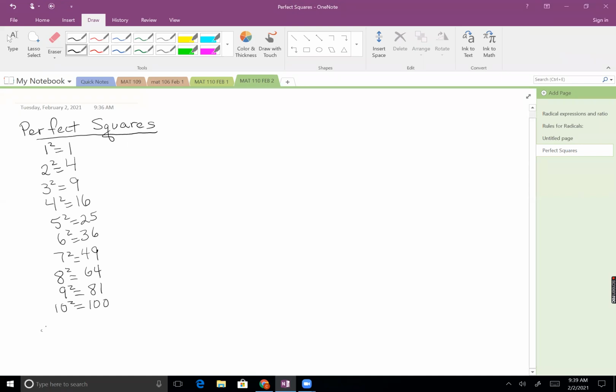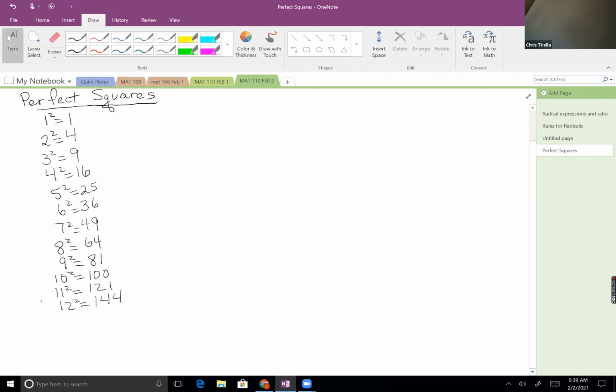100. How about 11? Do you guys know 11 squared? 121. How about 12? 144. Has anybody ever heard of 144 referred to as a gross? 12, a dozen, is a gross. How about 13 squared? 169. Anybody know 14 squared? 196. 15 squared? 225, and the list goes on.